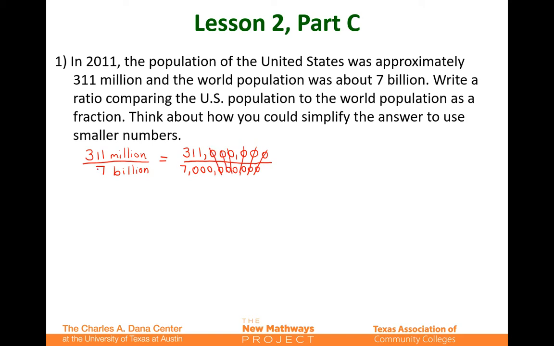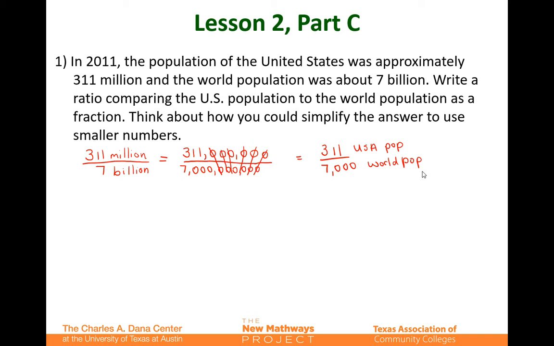So one ratio is to say that the ratio is 311 to 7,000. This is the United States population, and the bottom is the world population. So there's a simplified ratio. We may want to make it even a simpler ratio.